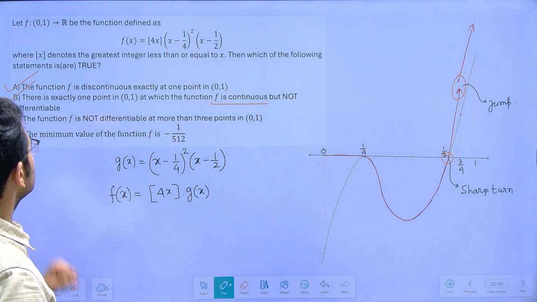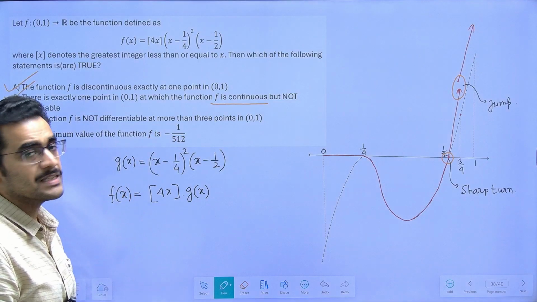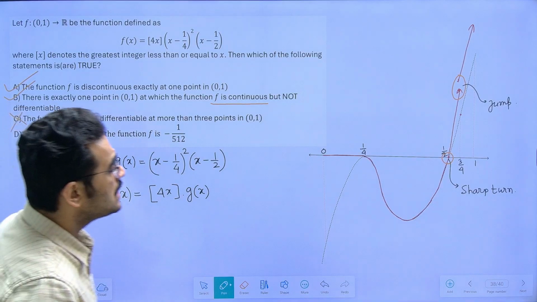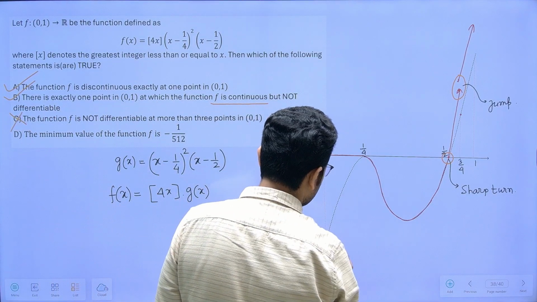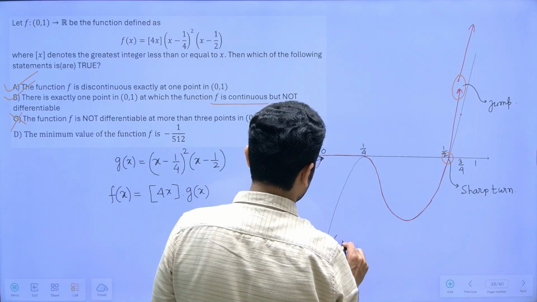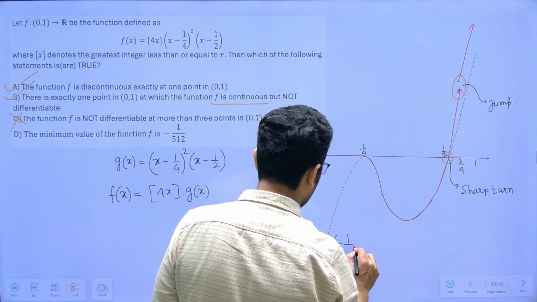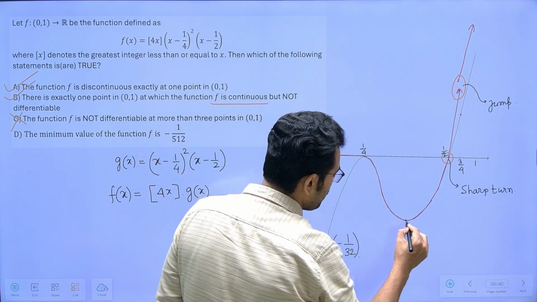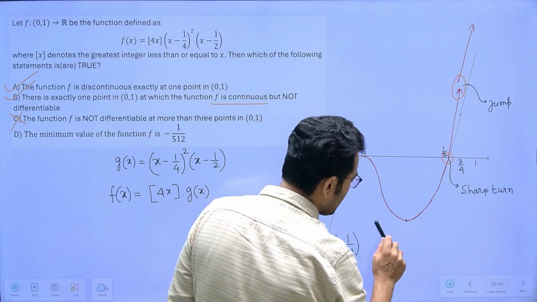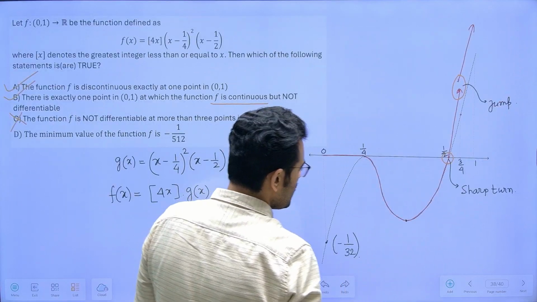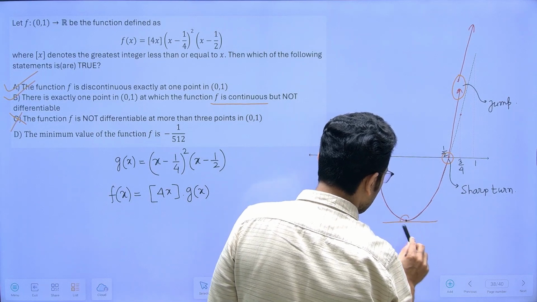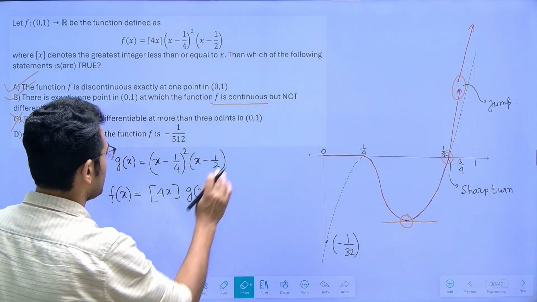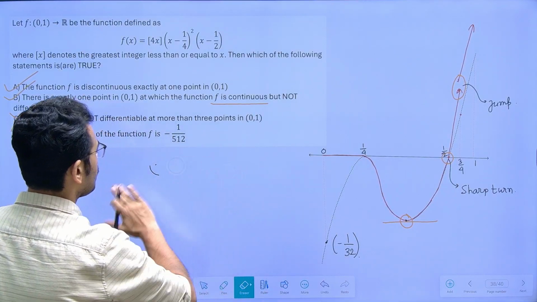And finally option D: the minimum value of the function f is minus 1 by 512. What is the minimum value of the function within the domain 0 to 1? At 0, the function value is minus 1 by 32. Now, can this go further below this particular point? So, we need to find out what the function value is here, because this may be a minimum value of the function between 1 by 4 to half.